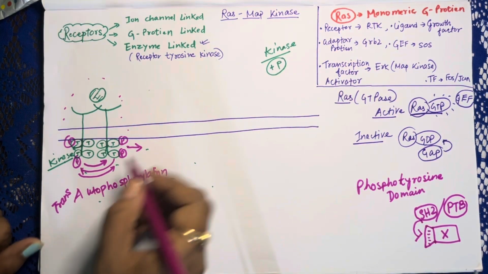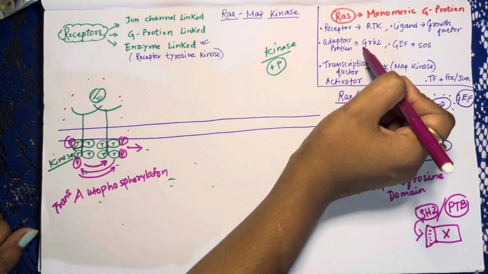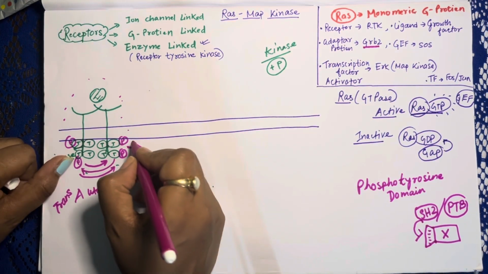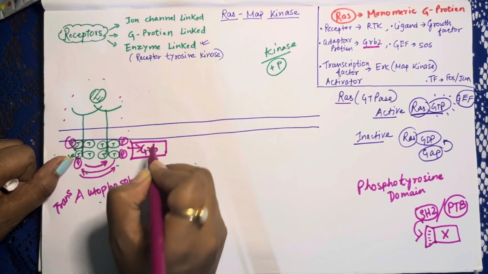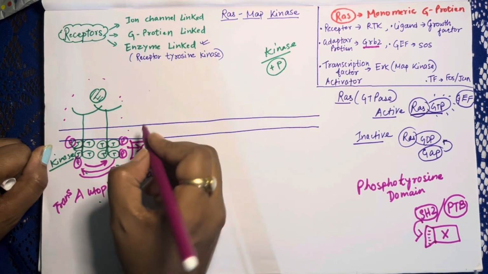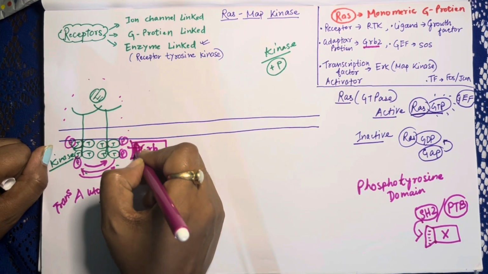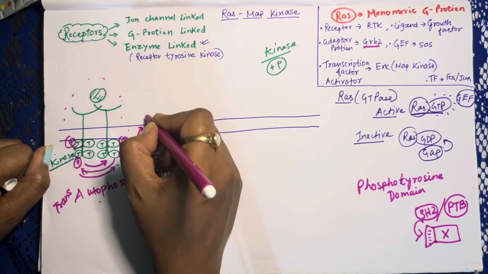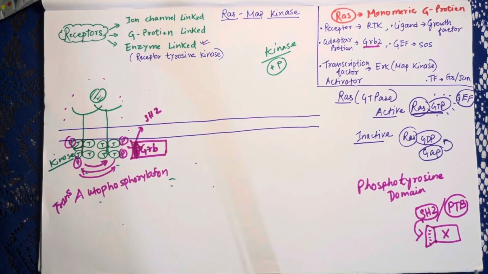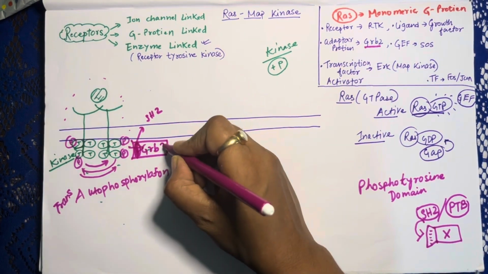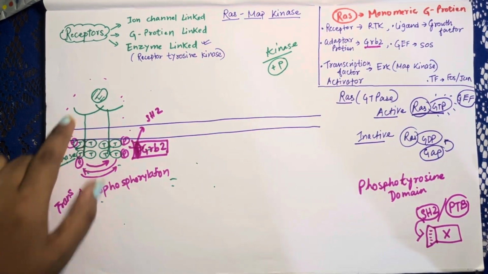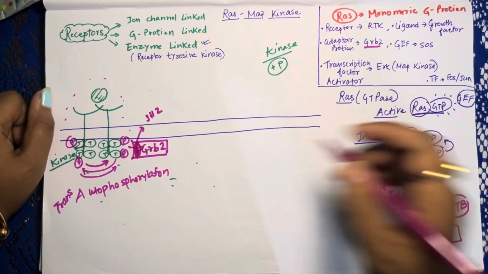So we have an adapter protein, like I have mentioned, GRB2. GRB2 will come here, and GRB2 will bind with this phosphorylated part of the receptor, because this part of GRB2 has an SH2 domain. Okay, because GRB2 has SH2 domain, that's why GRB2 can bind with the phosphorylated receptor.